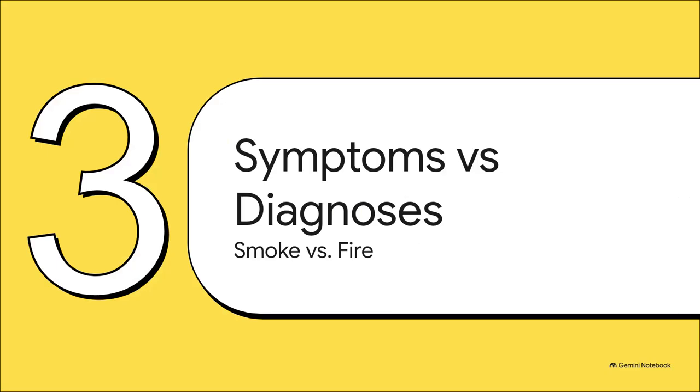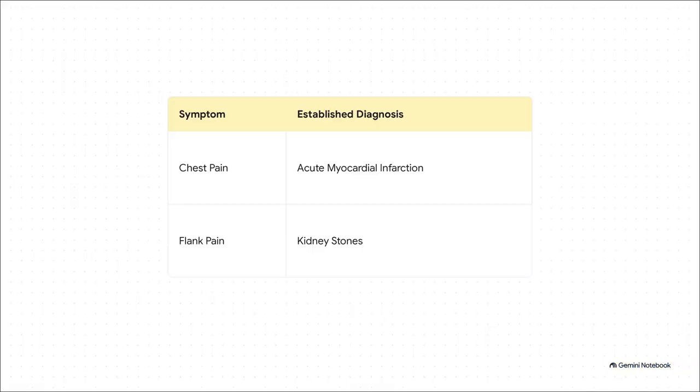Section 3. Symptoms versus diagnoses. The classic, smoke versus fire. As a medical detective, you've got to distinguish between the presenting symptoms and the established diagnoses. Section 2A makes the logic crystal clear. If you have an established diagnosis, you do not code the symptom as principal. If the smoke is chest pain, but the fire is an acute myocardial infarction, you only code the fire. If the patient presents with severe flank pain and hematuria, but the definitive diagnosis after study is kidney stones, you code the kidney stones. Never ever code the symptom when the underlying cause is definitively established.